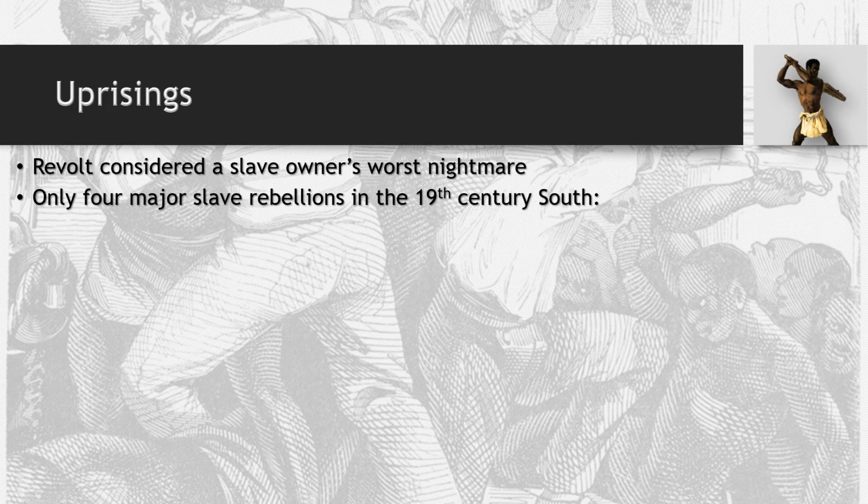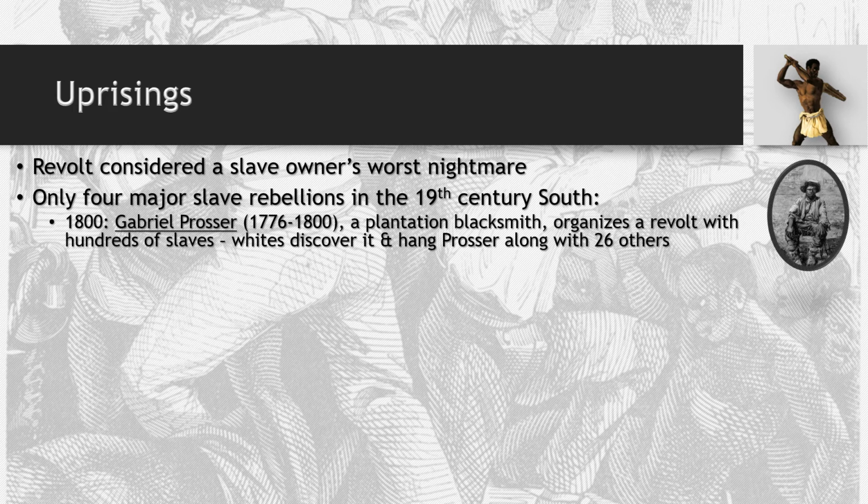And again, no doubt others were in practice here. But these are the 4 major ones that we know about. One in the year 1800 involved a man named Gabriel Prosser, and I believe this is an artist rendering of him. He was a plantation blacksmith who managed to organize a revolt involving hundreds of slaves. And before he could actually end up killing anyone or taking over anything, the whites of the plantation ended up discovering it and hanged Prosser along with 26 others.